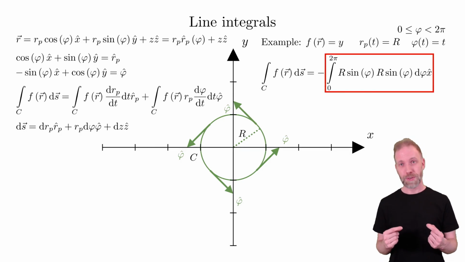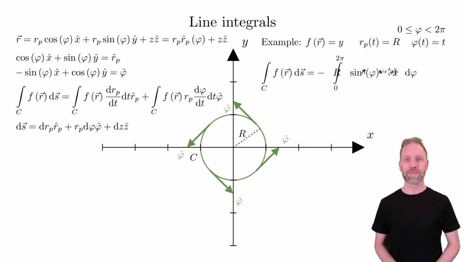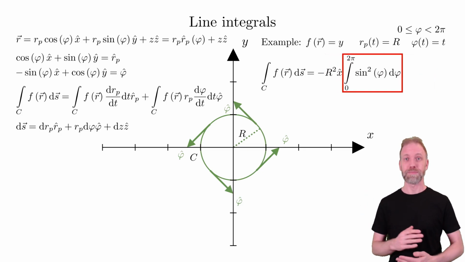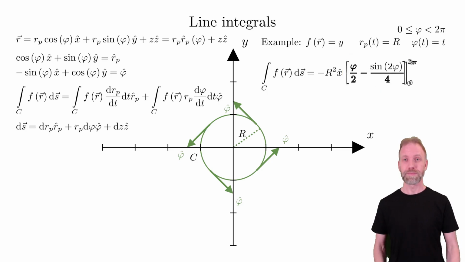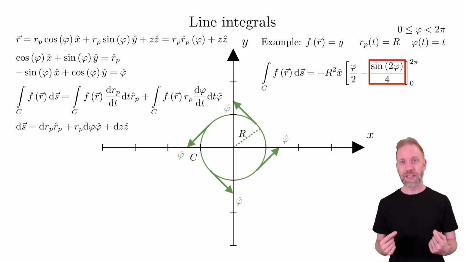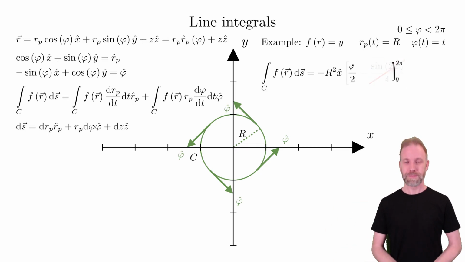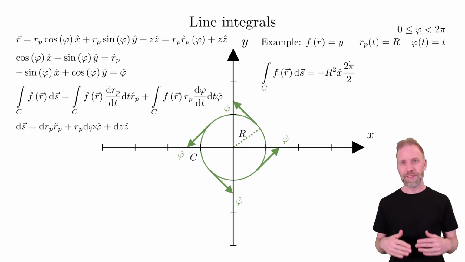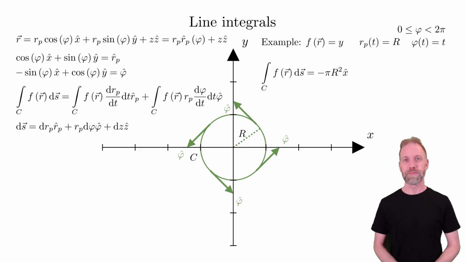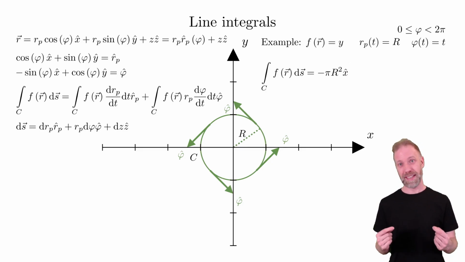Write the constants before the integral. This has the following primitive function. Sinus 2 phi will evaluate to the same value for upper and lower limits, and therefore will be 0. And the integral becomes... Cancel the 2, and the integral becomes minus pi r squared in the x-hat direction. Note that pi r squared is the area of the circle.